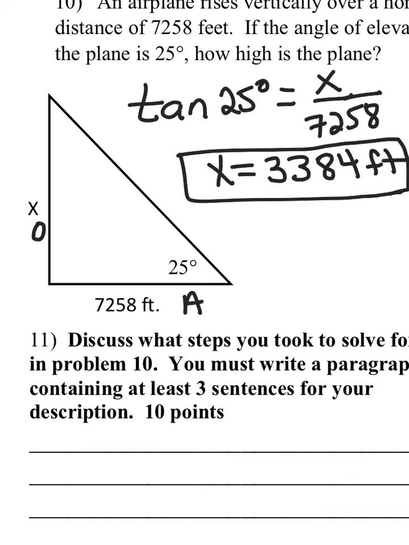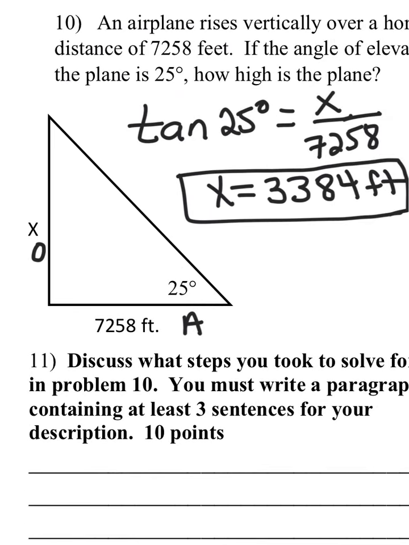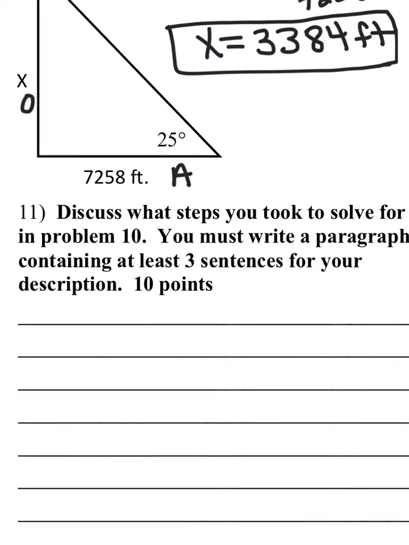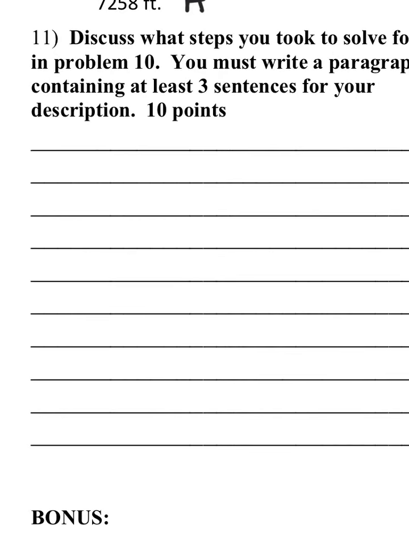All right, so number 11 is all up to you. You have to write 3 sentences to describe how you solved this airplane problem. So you have to tell me in at least 3 sentences how you did that. Describe what you did, okay? This is in your own words. So make sure you use complete sentences, and make sure you describe what you did completely.